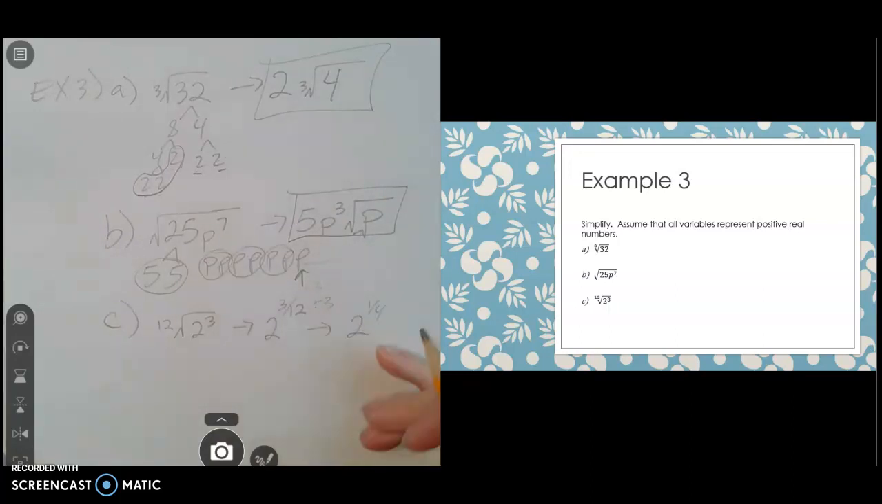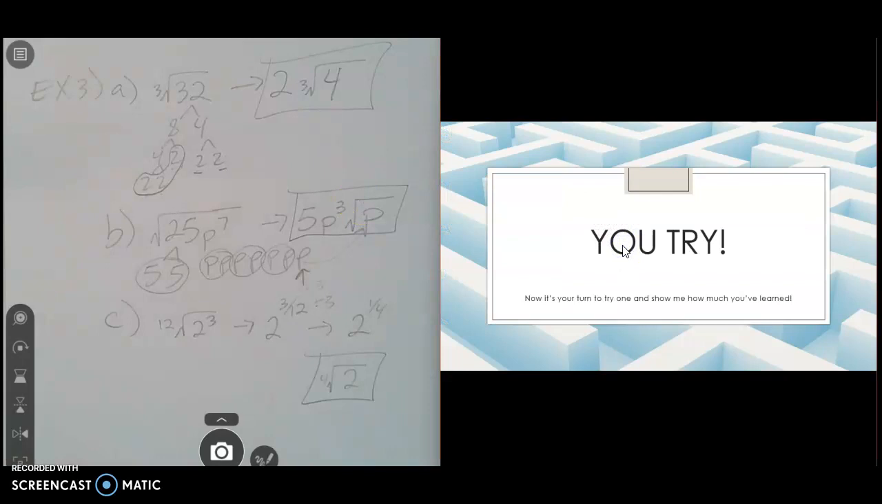And then just converting that back to a radical, 1/4 means the exponent is 1. And we have a 4th root. So we can simplify this to be the 4th root of 2. Now it's your all's turn. You get to try one and show me how much you've learned.